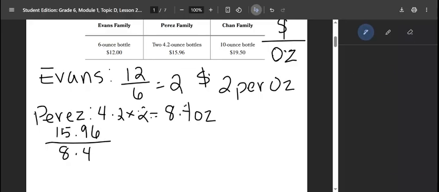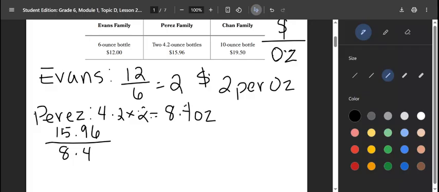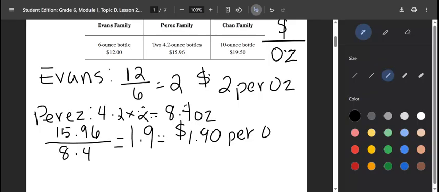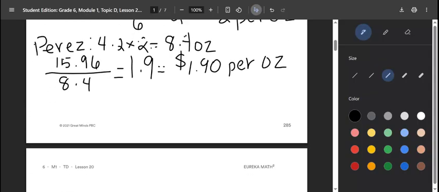It's $15.96 divided by 8.4 ounces, because we're doing money over ounces. And you can use your calculator for that, and it ends up being 1.9. So 15.96 divided by 8.4 is 1.9, which is money, $1.90. Remember, you got to make money go to the hundredths place per ounce.